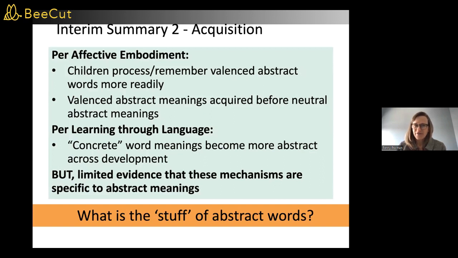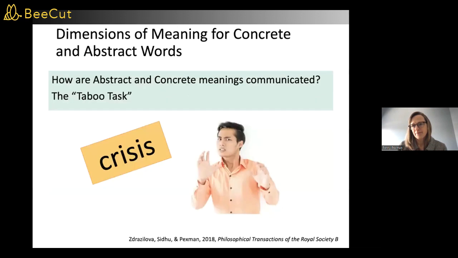And we're still left with this question of what is the stuff of abstract words? I've argued that sometimes emotion is the stuff of abstract words, that sometimes building upon earlier concrete acquisition might be the stuff of abstract words, and that language might be important, but I haven't got very specific about what that would mean. So what other clues do we have about what abstract words mean?